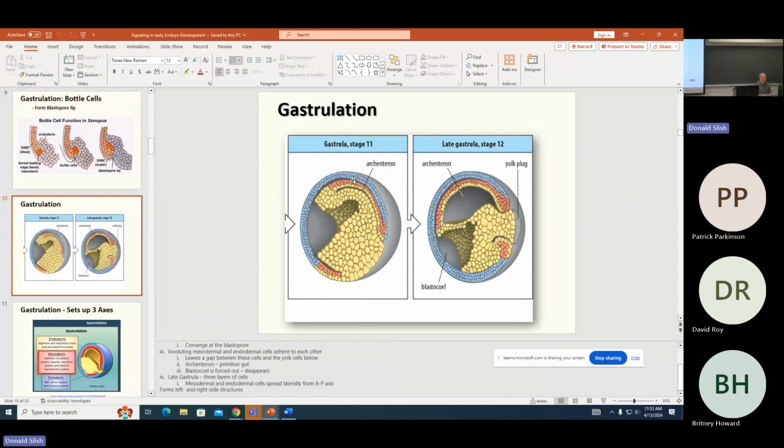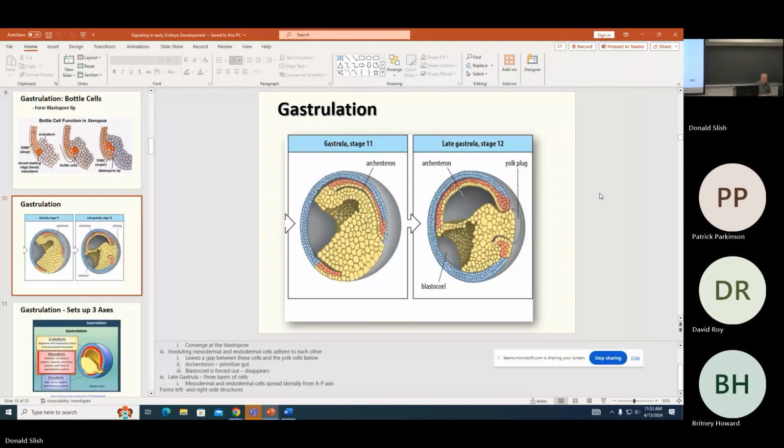All right, so this is late gastrula. We're not going to get into neurulation, but what happens now is you get interactions between the mesoderm and the ectoderm that are going to convert some of this ectoderm into neuroectoderm, which will then become the brain and the spinal cord. But we're only going to go as far as gastrulation here and what is causing that.